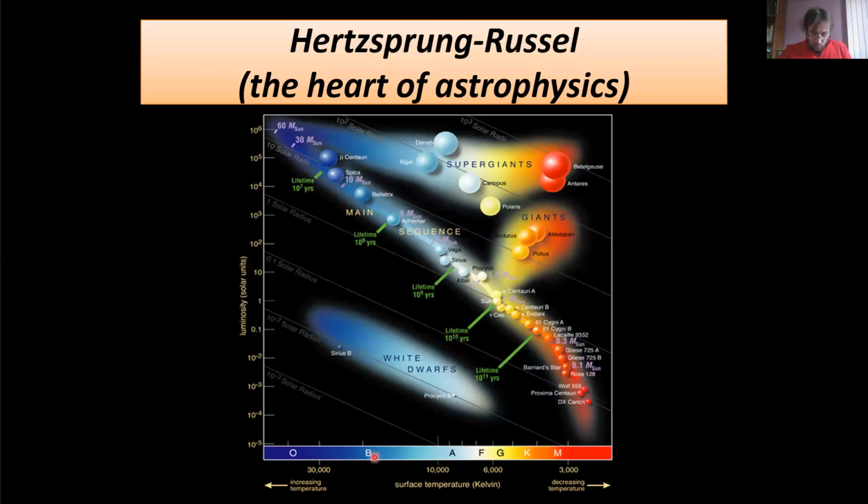And then you see this O, B, A, F, G, K, M. These are classes of stars that astronomers would speak about. Since I'm too lazy to remember them, what I will talk about is blue stars, sun-like stars, and the red stars, the red dwarfs. So blue giants, red dwarfs.